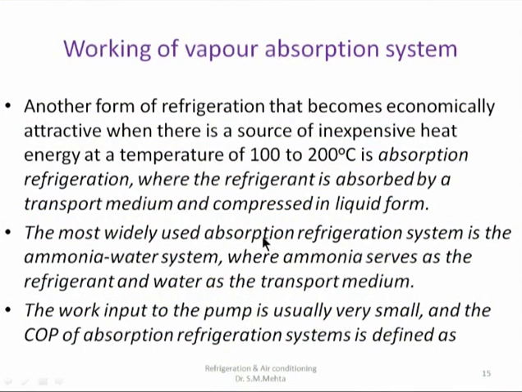The most widely used vapor absorption refrigeration system is the ammonia water system, where ammonia serves as a refrigerant and water as a transport medium. The work input to the pump is usually very small. So one moving part is there in the vapor absorption refrigeration system, that is a very small capacity pump, which has a much lower input than the compressor.